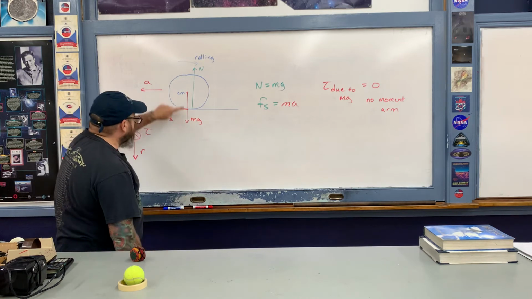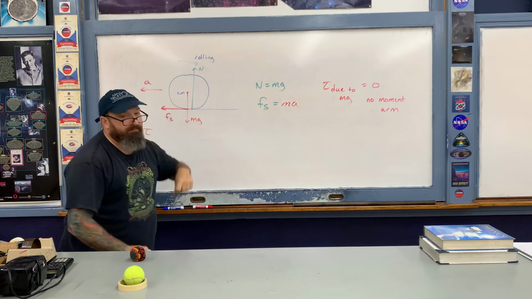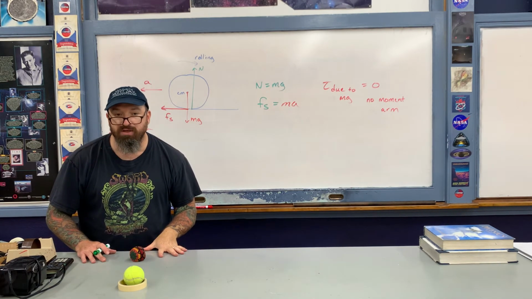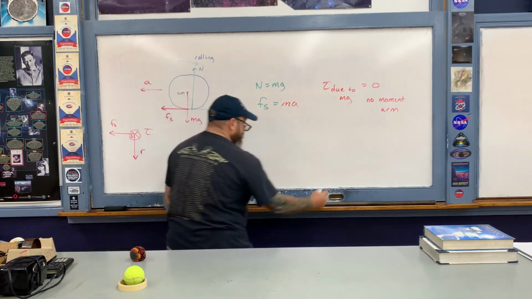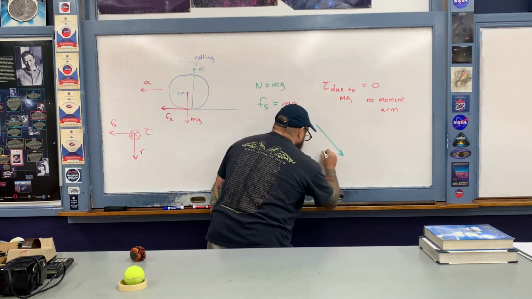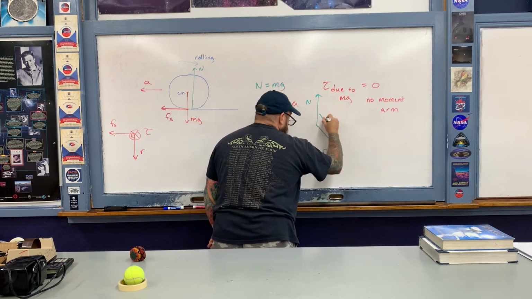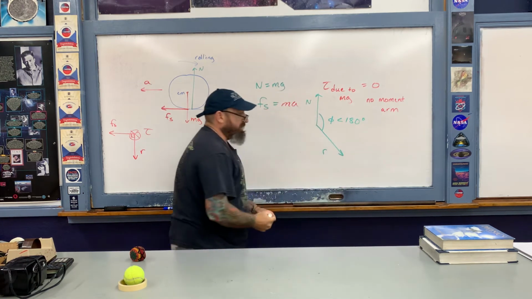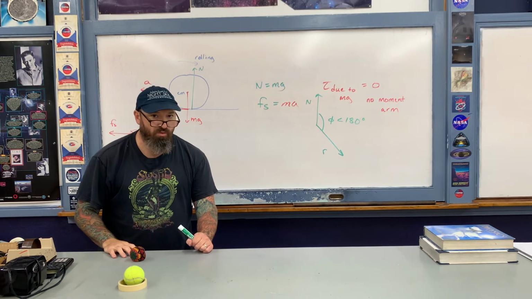This then means that right here from the axis of rotation to this point is a moment arm where the angle between that moment arm and the normal force vector is not quite 180 degrees. Instead, it looks like this. So right here is R, right here is the normal force, right here is the angle phi. It's less than 180 degrees. So then therefore there is a torque due to the normal force.